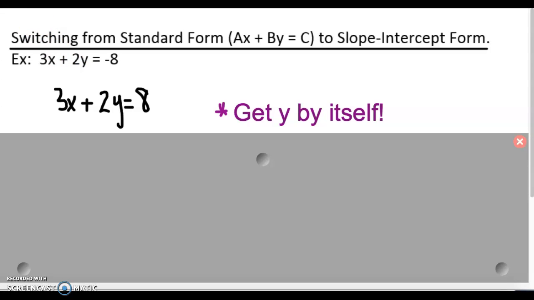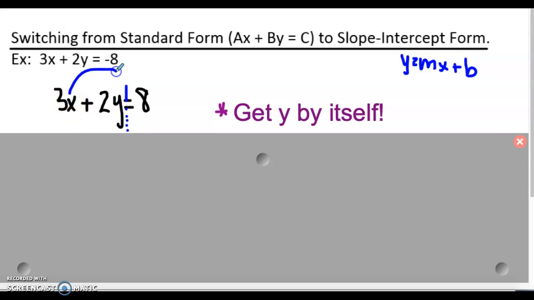3x plus 2y equals 8. I need to get y by itself because the formula for slope-intercept form is y equals mx plus b. So mx plus b. Yep. So I have x and y on the same side over here, so I need to get them on opposite sides.